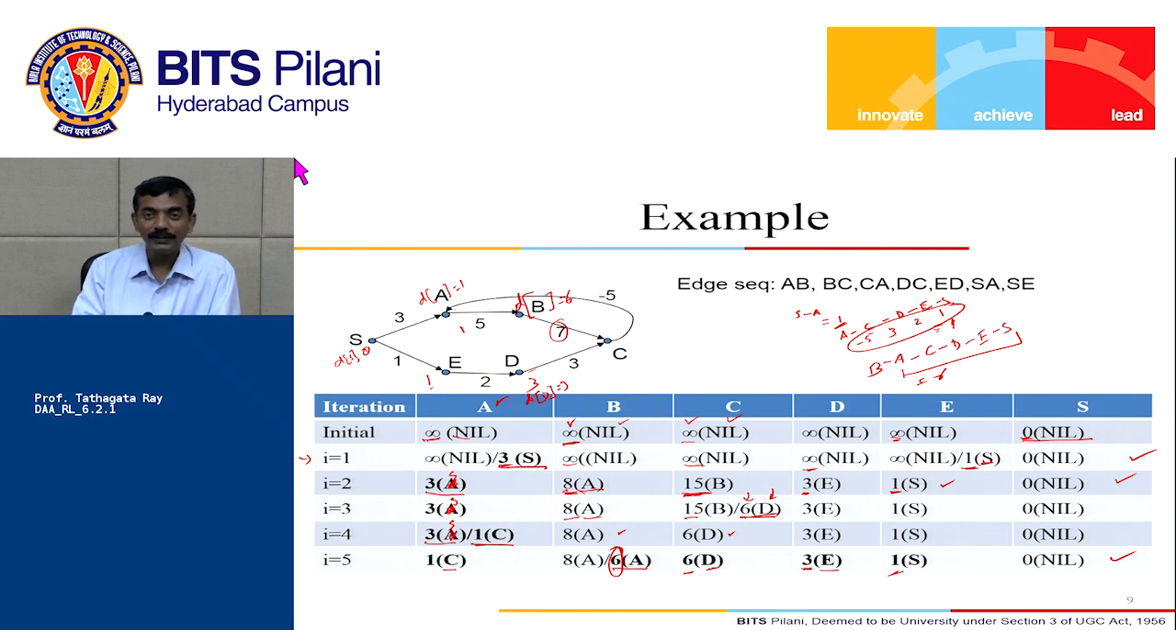What is the shortest path to C? What is the parent of C? D. What is the parent of D? E. What is the parent of E? S. So the shortest path is S to E, E to D, D to C. That is also 6, and that is stored in DC. Fine. So that's how we figure out, using the Bellman-Ford algorithm, the shortest path to any vertex starting from the source S.